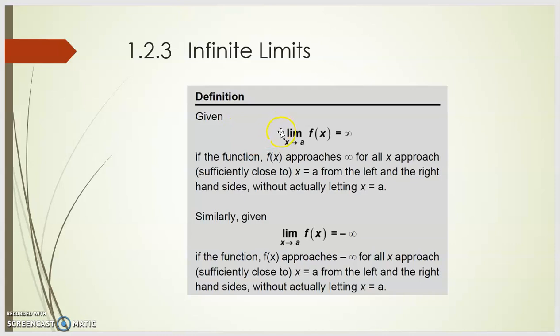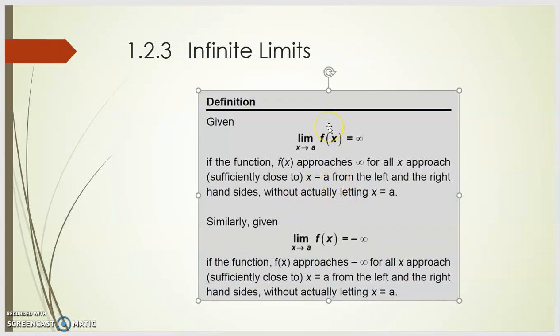Given that the limit of f(x) as x approaches a is equal to infinity, the function f(x) approaches infinity for all x sufficiently close to x = a from the left and the right-hand side, without actually letting x equal a.